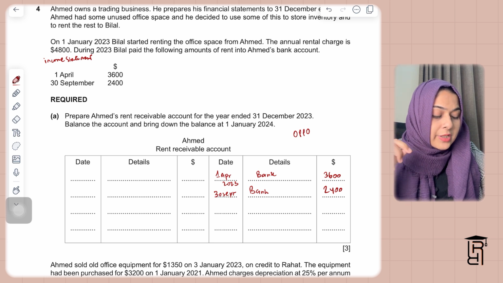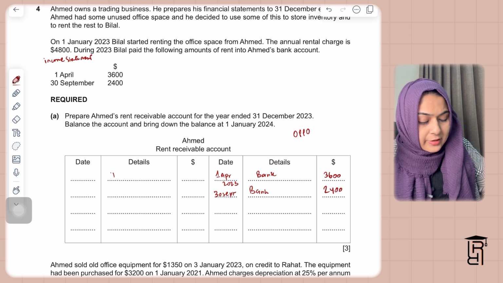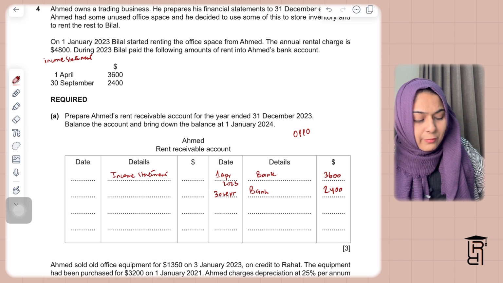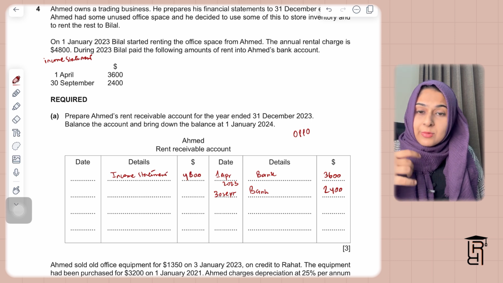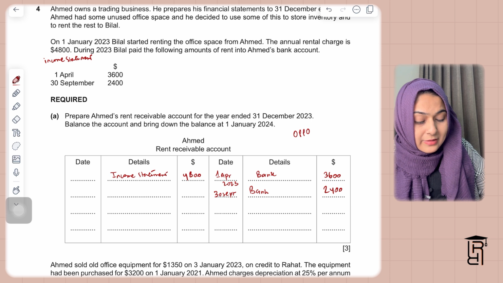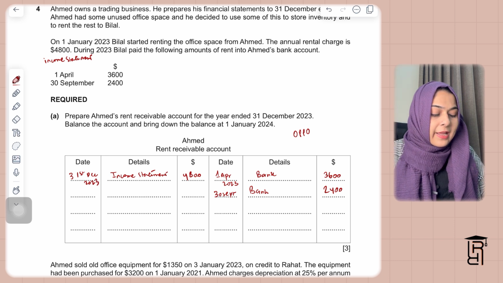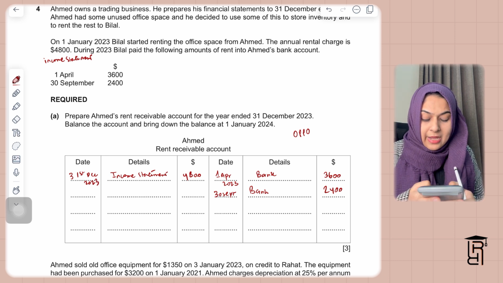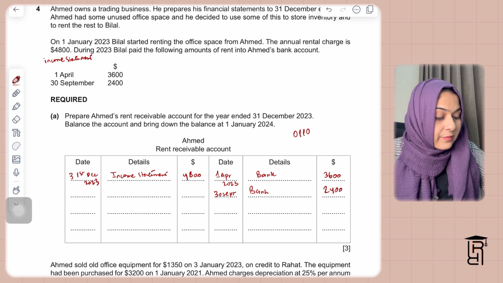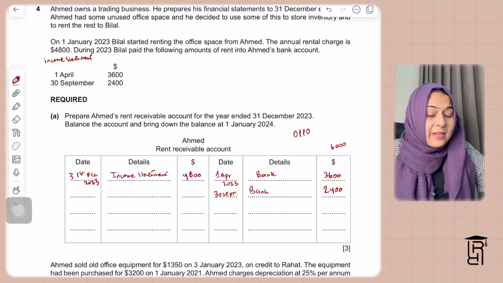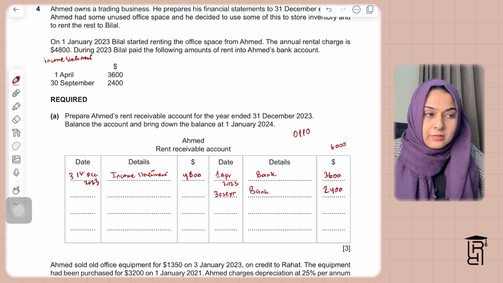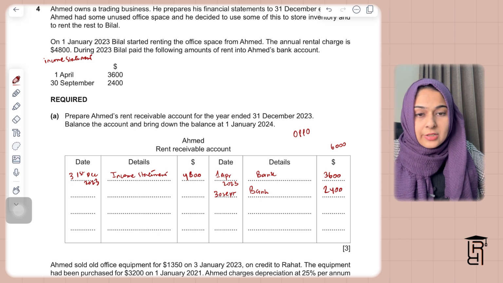And now what we are going to do is write income statement here. So income statement should be 4,800 in this case, because they have already told us that 4,800 is the annual rental charge which Ahmed will charge Bilal for the office space. This is going to be 31st December 2023, which is the last date of the year. Now on the debit side, I have 4,800. On the credit side, I have 3,600 plus 2,400, which means on the credit side, we have 6,000. So that means we have received more money than what we were supposed to. We were supposed to receive 4,800, but Bilal was being generous and he gave us 6,000.